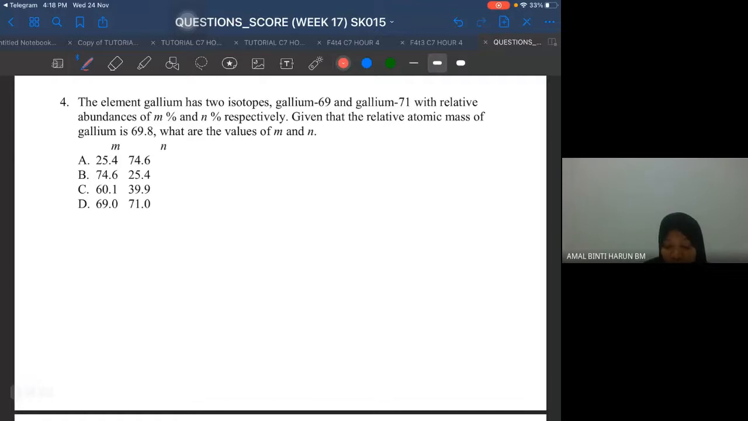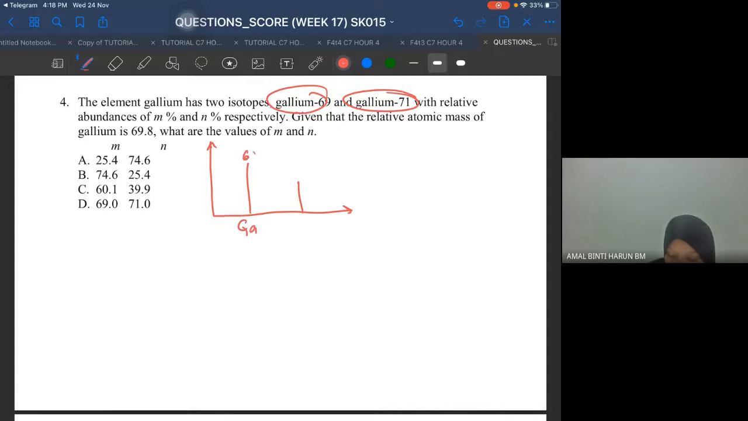The element of gallium has 2 isotopes. So kalau isotop dia gallium 69 dan gallium 71. So kalau saya buat sini je lah. So we have gallium 69, okay, 69 tu mass dia. Gallium 71. Dia punya percentage dia adalah M%, ini N%.